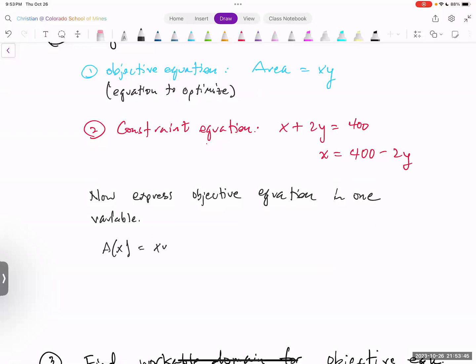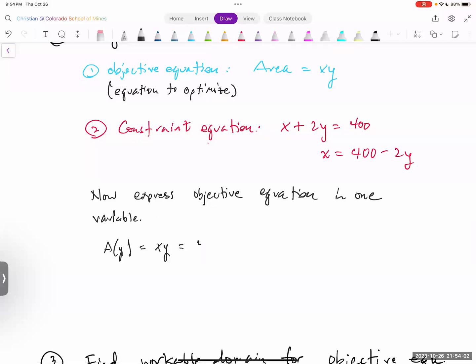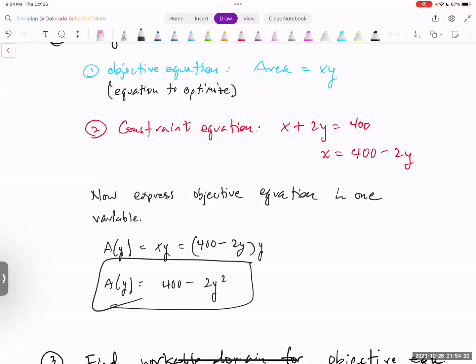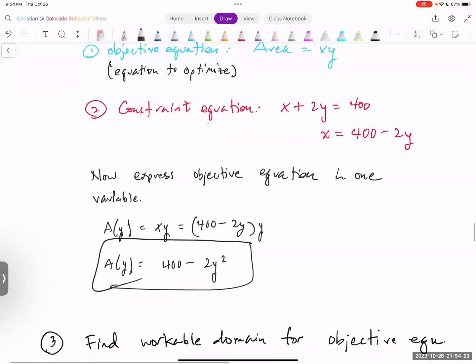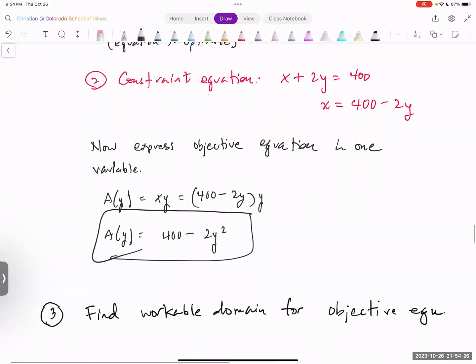We know area is X times Y, and actually, you know what, I solved for X. So let's go back and change it to area of Y would be X times Y, and X is 400 minus 2Y. That's what we have from over here, and then times Y. So we end up with area in terms of Y is 400Y minus 2Y squared. This is the objective equation that we're going to work with to maximize the area of the enclosed region.